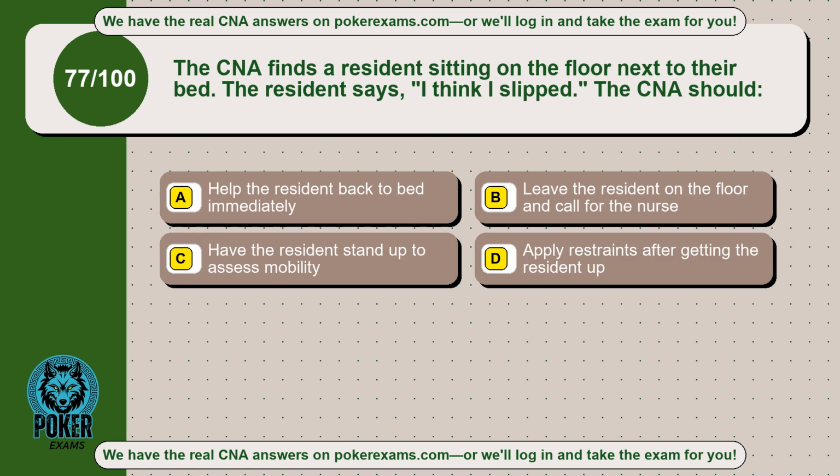Question 77. The CNA finds a resident sitting on the floor next to their bed. The resident says, "I think I slipped." The CNA should: Option A, help the resident back to bed immediately. Option B, leave the resident on the floor and call for the nurse. Option C, have the resident stand up to assess mobility. Option D, apply restraints after getting the resident up.